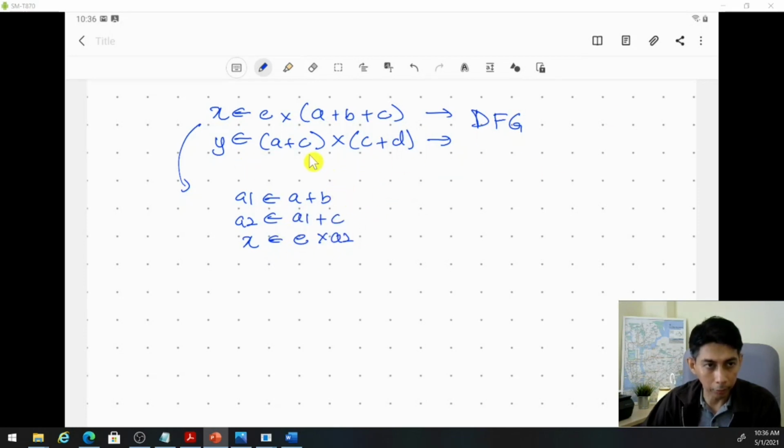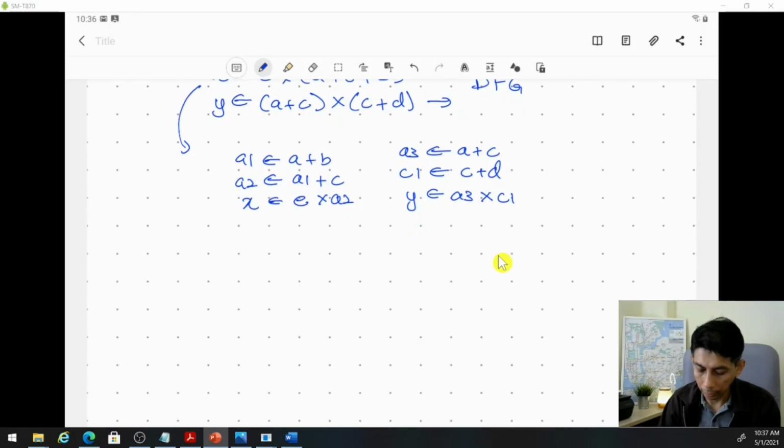And what about y? For y we can do something like this: a plus c, so we have a3 in this case, so we get a plus c, and we have c1 is c plus d, and y is actually a3 multiplied by c1. So this is the case. From that we can create our DFG.